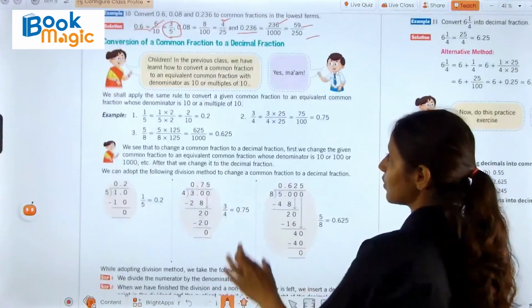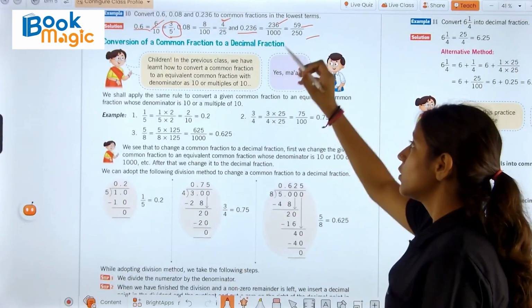Now, we have conversion of common fraction to a decimal fraction.